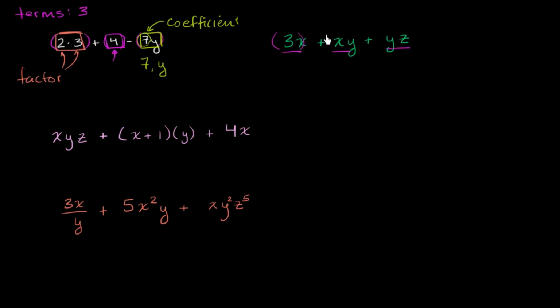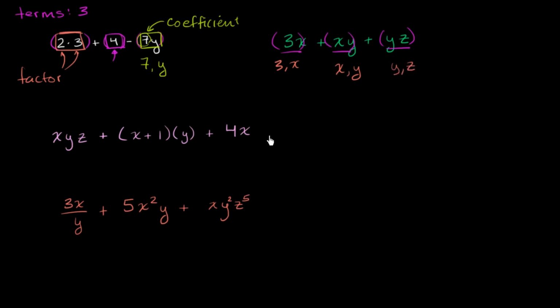So this is the first term, this is the second term, this is the third term. And they each have 2 factors. This first one has the factors 3 and x. The second one here has the factors x and y. And this third one has the factors y and z.